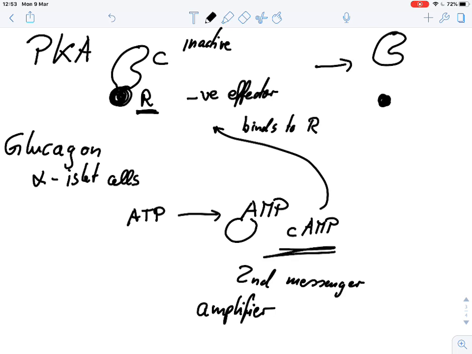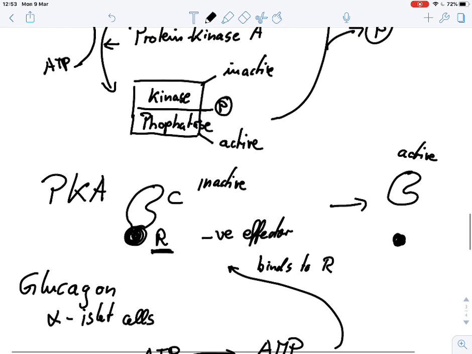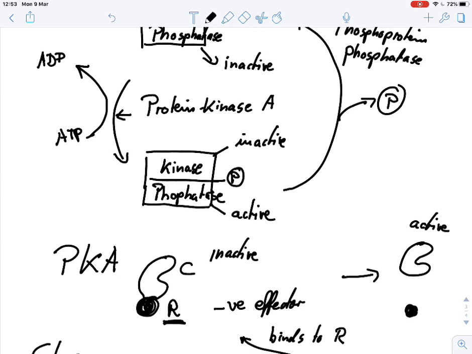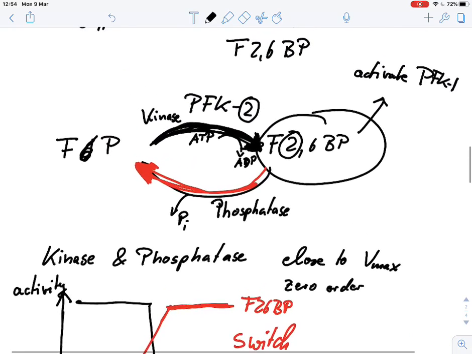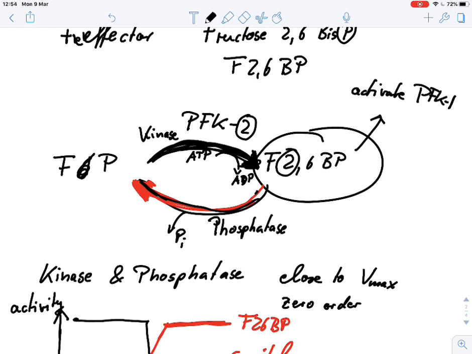So, cAMP is produced, it activates protein kinase A. Protein kinase A phosphorylates phosphofructokinase 2. The kinase activity of phosphofructokinase 2 will be shut down. Instead, we have the phosphatase activity. So we go phosphatase. Everything ends up as fructose 6-phosphate. Fructose 6-phosphate is no longer an activator of PFK1. PFK1 does not become activated. Glycolysis does not happen.